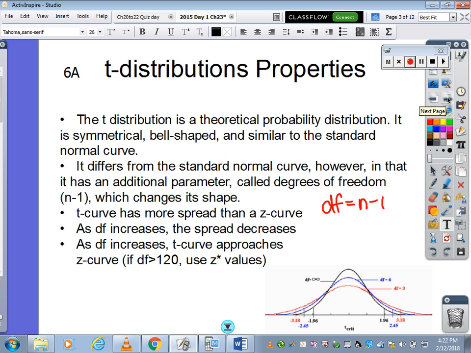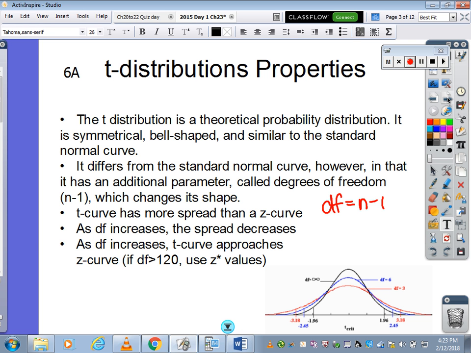Now the following are the properties of a t-distribution. The t-distribution is a theoretical probability distribution. It is symmetric, bell-shaped, and similar to the standard normal curve. It differs from the standard normal curve, however, in that it has an additional parameter called degrees of freedom, which is n minus 1, which changes its shape.